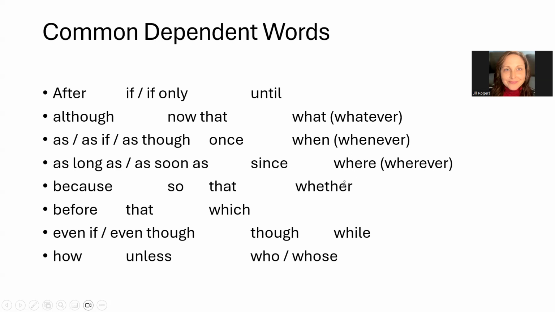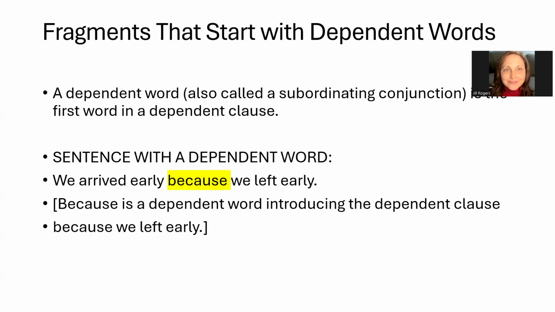What, when, where, whether, who, whose, right? Some of those aren't always dependent words. They can be different types of words. If they're used in a certain way where you don't have a complete thought, then they are dependent words.